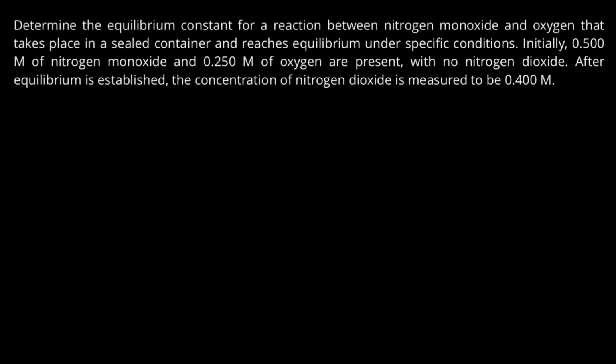Determine the equilibrium constant for the reaction between nitrogen monoxide and oxygen that takes place in a sealed container and reaches equilibrium under specific conditions. Initially, 0.5 molar of nitrogen monoxide and 0.250 molar of oxygen are present with no nitrogen dioxide. After equilibrium is established, the concentration of nitrogen dioxide is measured to be 0.4 molar.